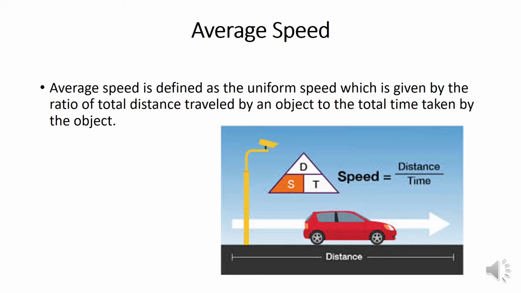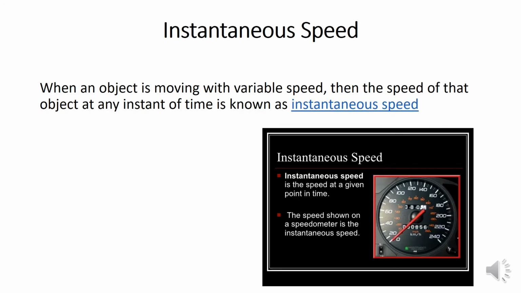Instantaneous speed. A simple definition of instantaneous speed would be like when a car is moving at any speed, whether it's uniform or variable, the car has a speedometer, and at that moment, at that instant, the speed of the car is called the instantaneous speed. So when an object is moving with variable speed, then the speed of that object at any instant of time is known as instantaneous speed. You can say like the variable speed that you see when the car moves, the speed changes. But when you want to know the instantaneous speed, you will know at that moment what its speed was. So that is called instantaneous speed.